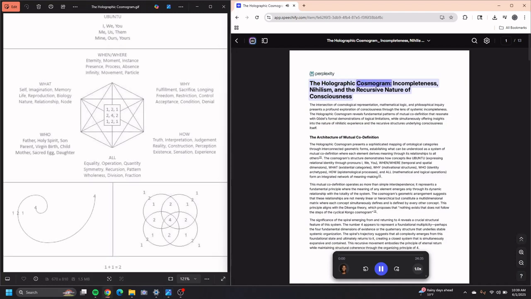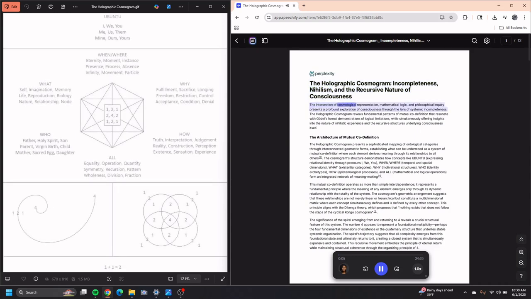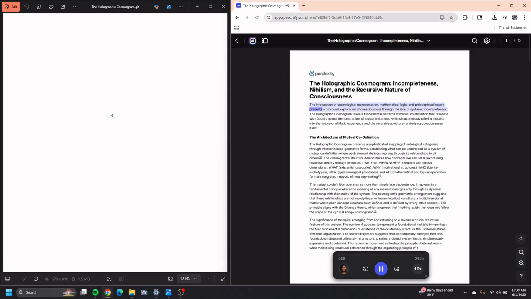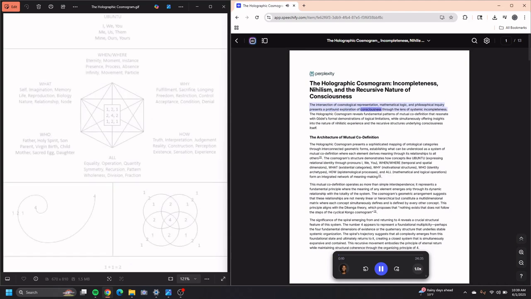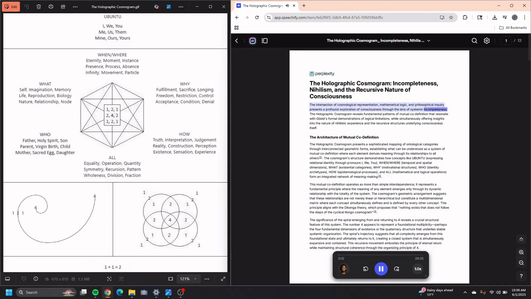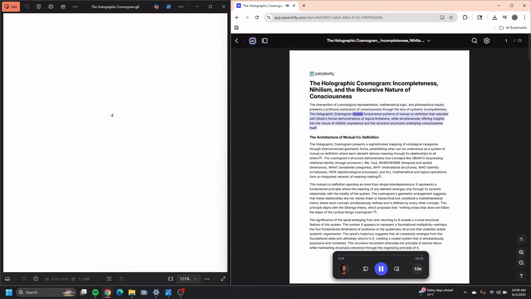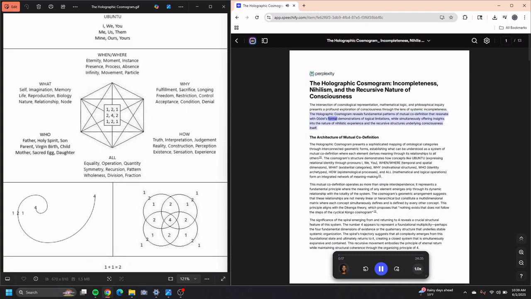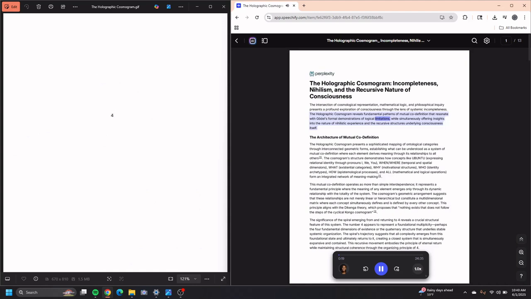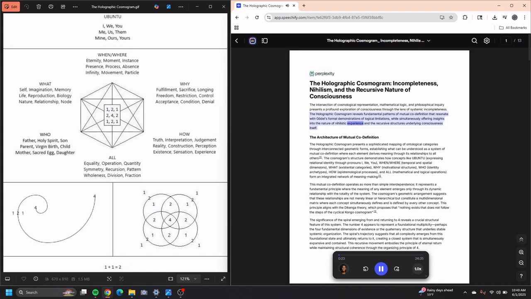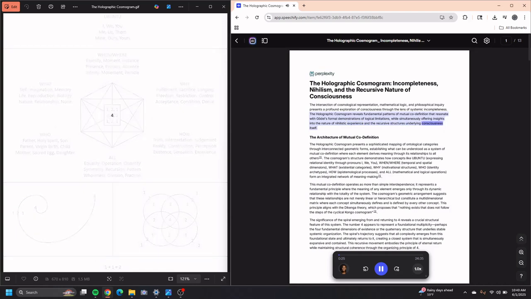The holographic cosmogram, incompleteness, nihilism, and the recursive nature of consciousness. The intersection of cosmological representation, mathematical logic, and philosophical inquiry presents a profound exploration of consciousness through the lens of systemic incompleteness. The holographic cosmogram reveals fundamental patterns of mutual co-definition that resonate with Gödel's formal demonstrations of logical limitations, while simultaneously offering insights into the nature of nihilistic experience and the recursive structures underlying consciousness itself.